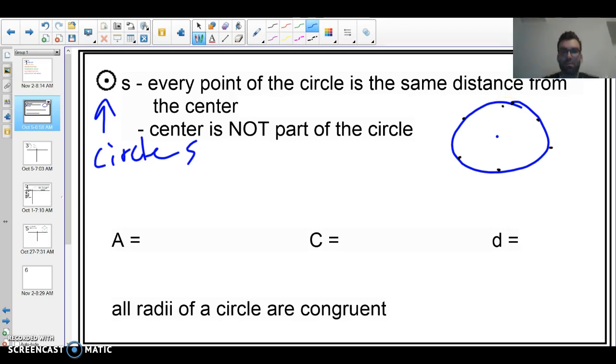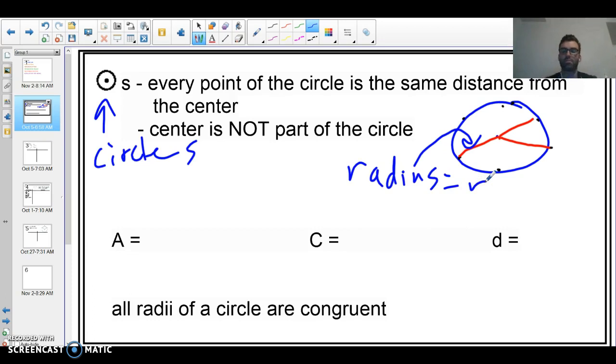These special segments, all right, if I were to draw a segment from my center to a point on the circle, these segments are called radii. All right, these are radii. Okay, these are all radii. A single one is called a radius. That's a radius. A radius we always denote as r.